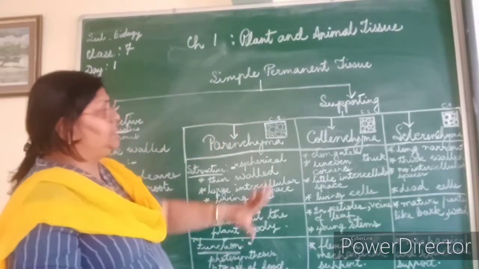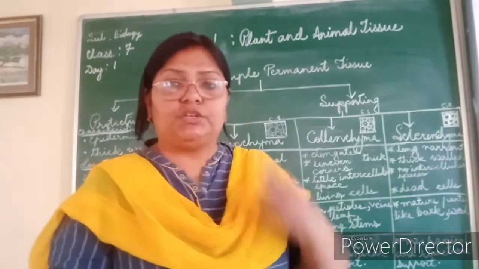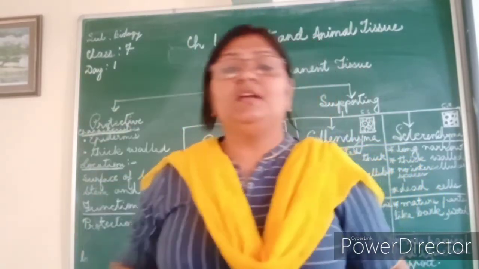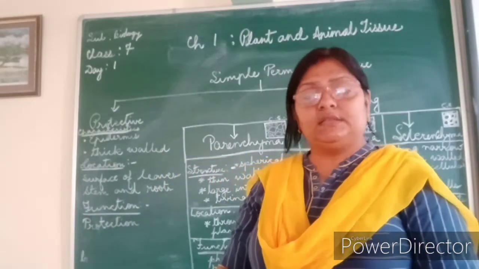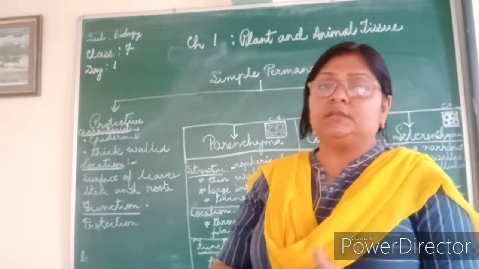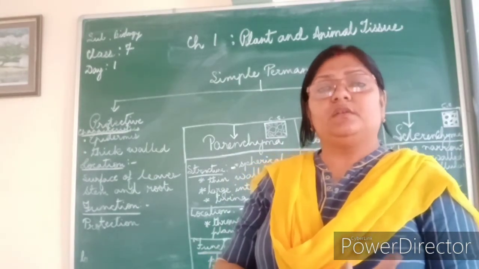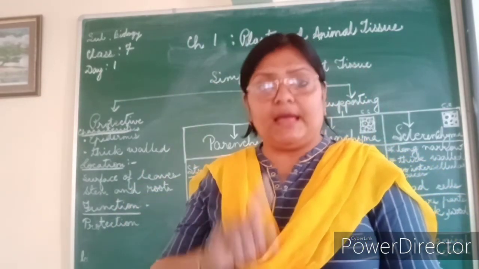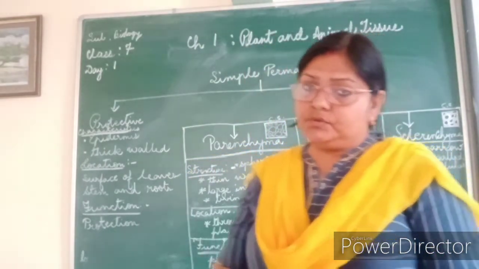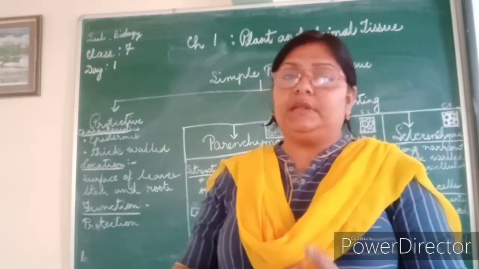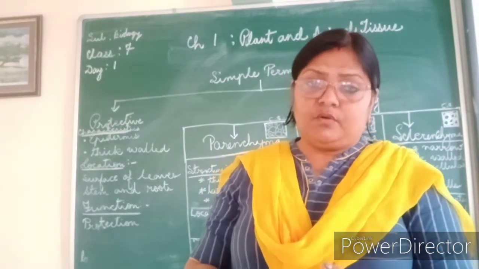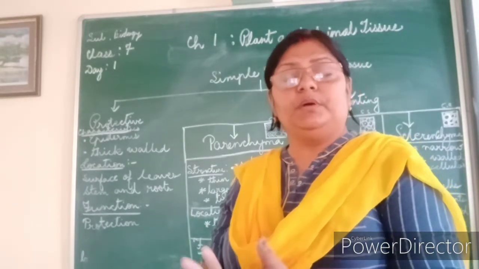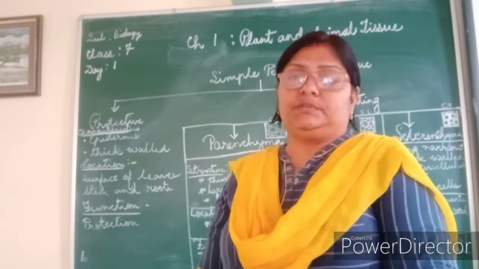So this is simple permanent tissue. Now we revise quickly the simple permanent tissue. First, let's start right from the tissue. Tissue: a group of cells, similar in structure but performing a specific function. Next, two types of tissues, plant tissue and animal tissue. Plant tissues are again of two types, meristematic and permanent. Meristematic: growing cells form meristematic tissue. Permanent: matured cells form permanent tissue, matured and for a specific function.